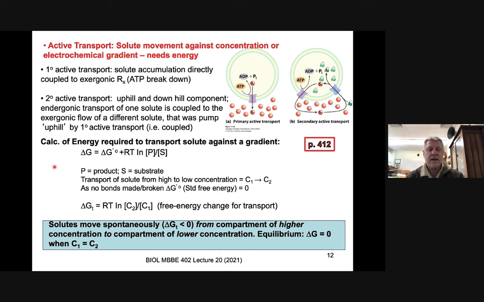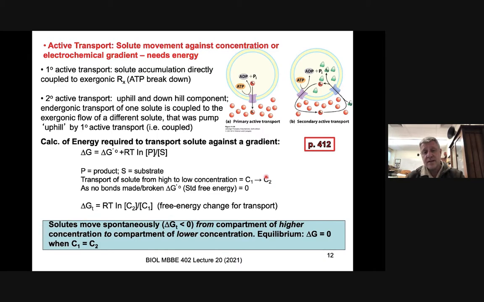We can calculate the energy required for these types of movements of solutes against a gradient by using Gibbs free energy and some of the aspects that we have previously seen. This time, we're going to manipulate the equation to specifically look at the product and the substrate in regards to the movement of a particular compound from one side to the other. So we're calling C1 the substrate and C2 the product.